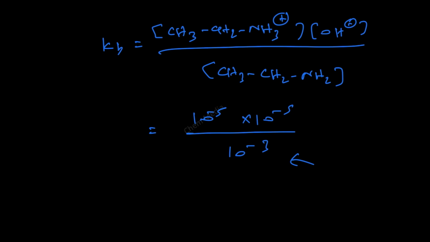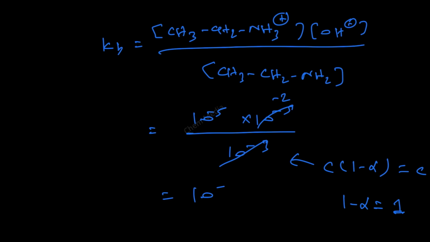Why are we taking it as 10 to the power minus 3? Because C times 1 minus alpha is simply equal to C, since 1 minus alpha is approximately equal to 1. That's why we are putting the initial value that is given. So this would become 10 to the power minus 7, and on the left hand side we have 10 to the power minus x. So x is equal to 7. That is the correct answer.